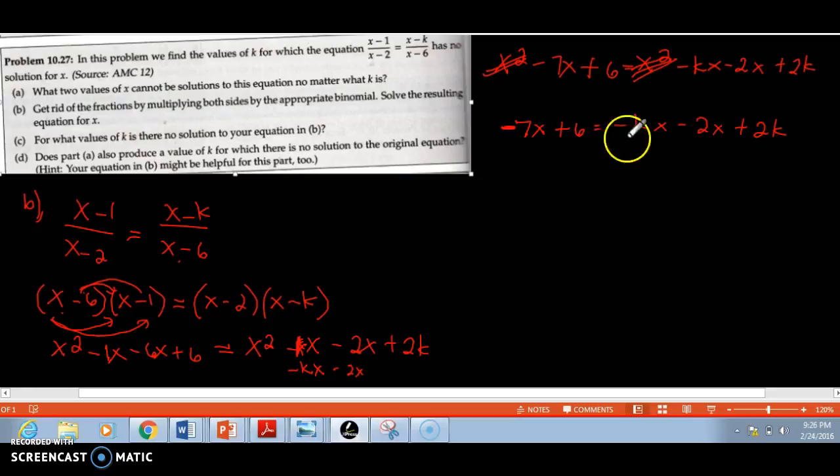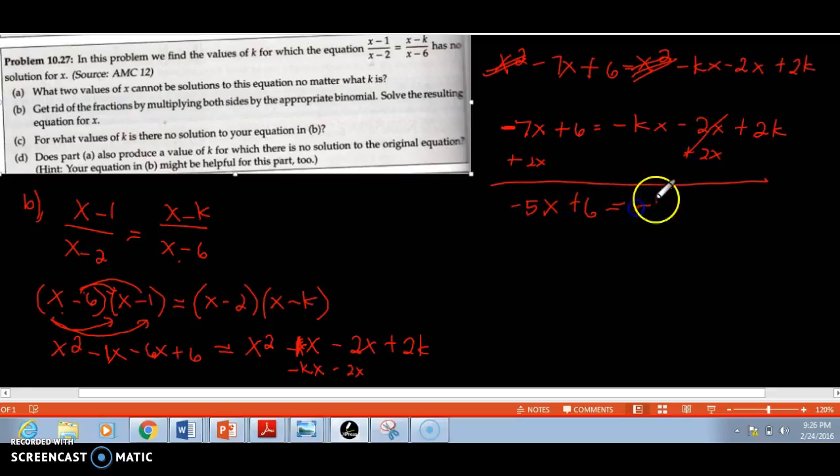Okay, see this x right here? We want to put that in here. So we add 2x here. You add 2x, so this one becomes negative, I'm doing it step by step, negative 5x plus 6 is equal to, this is gone now, negative kx plus 2k. All right. Now you still have an x in here. You want to put the x on the same side of the equal sign. So this positive kx, you can add kx there, and you also add kx here.